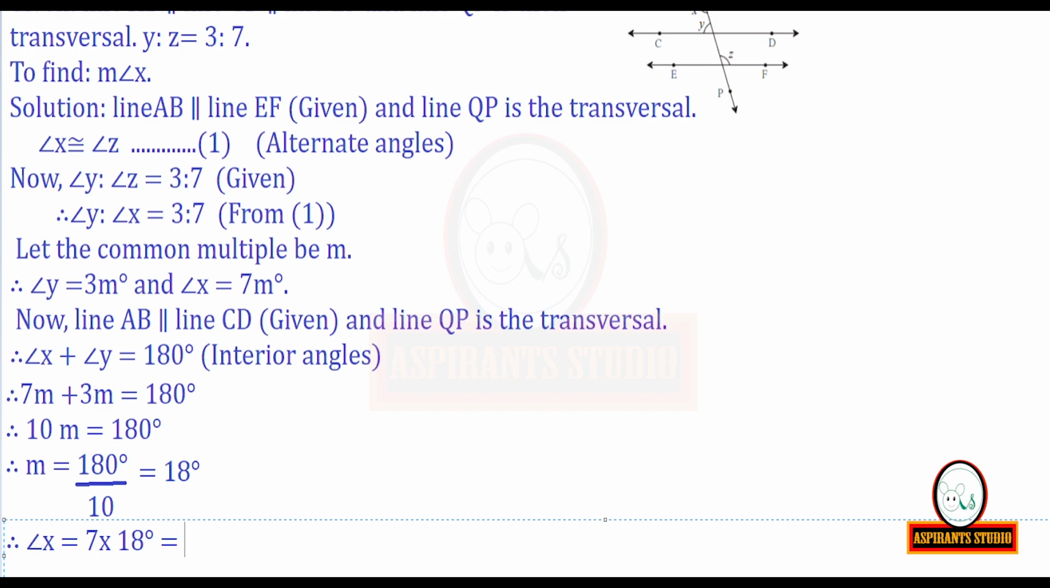See, for example, we have mentioned the reasons as alternate angles, interior angles. Whenever theorems are there, you mention it as alternate angles. You don't have to write alternate angles theorem and interior angles theorem. Only for tests, we will be writing alternate angles test and interior angles test. But otherwise, for the theorems, write the short form, alternate angles, interior angles, like that. You have to mention the reason. Now, answer is measure of angle x is equal to 126 degrees.